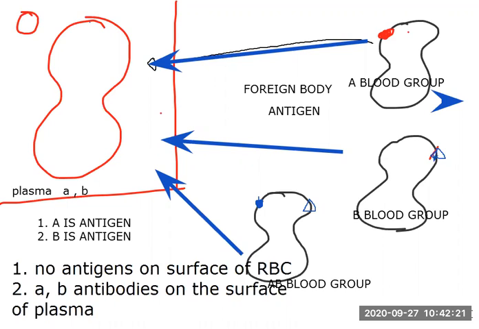Now let us talk about the A blood group person. So now we are going with the A blood group person here.